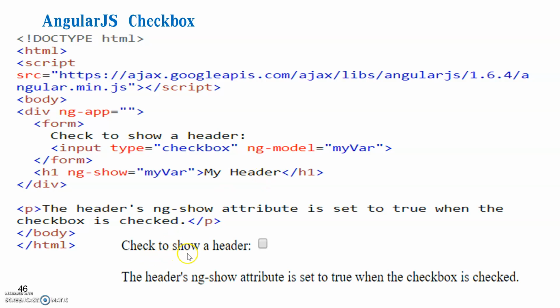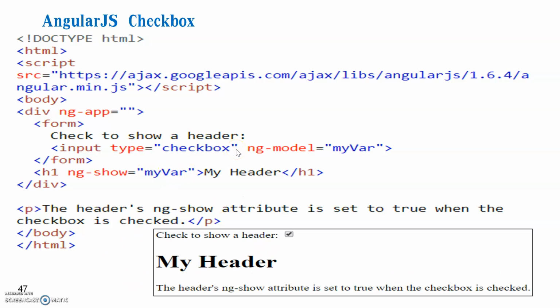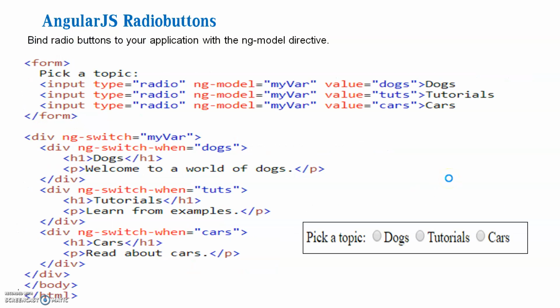So to show a header, if you click here, then it will show this header. Click and my header, this content will be shown. If you unclick this, then this will be removed. So this is the use of checkbox.